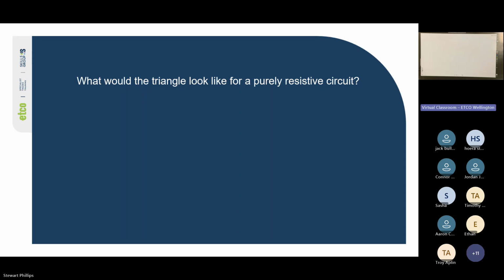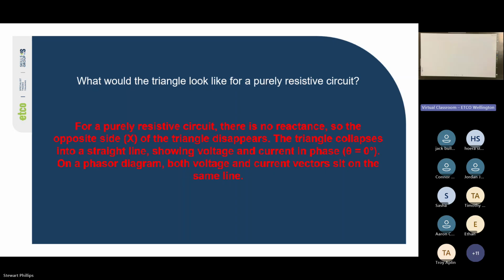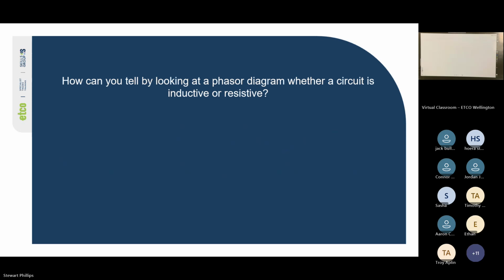Well, not so much a vertical as a horizontal line. So a purely resistive circuit, no reactance. So the opposite side, X of the triangle disappears. It collapses into a straight line, showing voltage and current in phase. So the phase angle equals 0. So on a phasor diagram, both voltage and current vectors sit on the same line. So it's stopped being a triangle and now it's just a flat line.